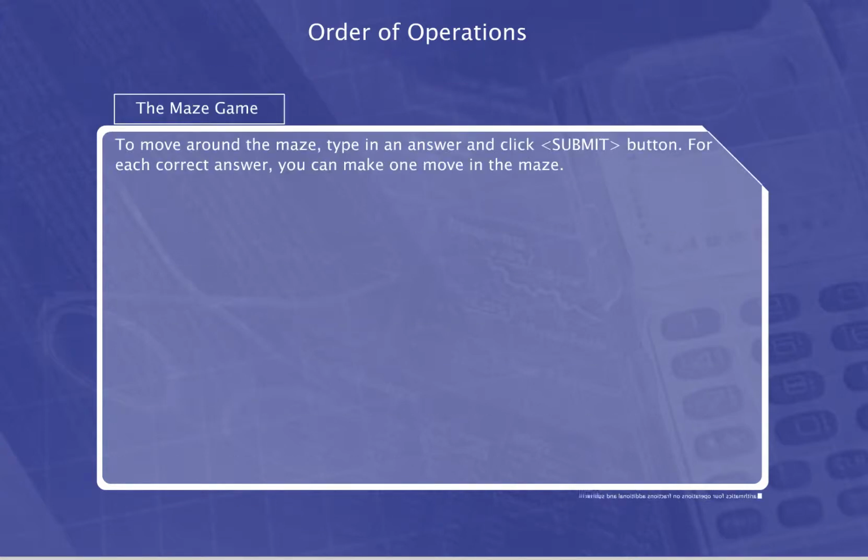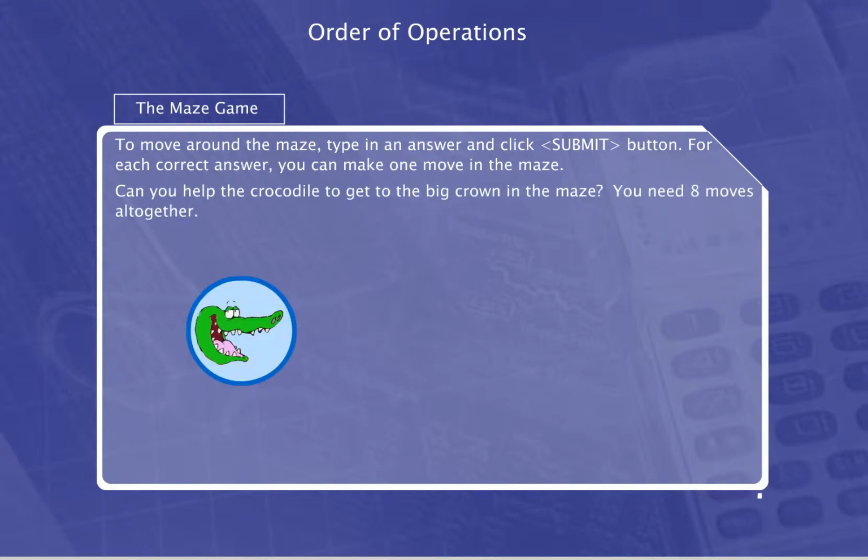To move around the maze, type in an answer and click the Submit button. For each correct answer, you can make one move in the maze. Can you help the crocodile to get to the big crown in the maze? You need 8 moves altogether.